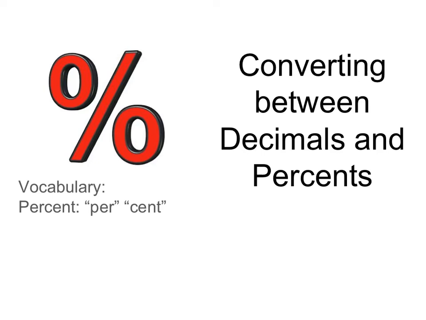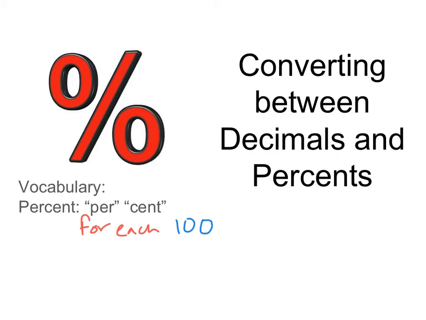In this video, we're going to learn how to convert between decimals and percents. So for our vocabulary, I want us to write down that percent means for each 100, because we know that per stands for like for one or for each. And then cent means 100, because you have 100 cents in a dollar, and a century is 100 years. Cent is that Latin root for 100.